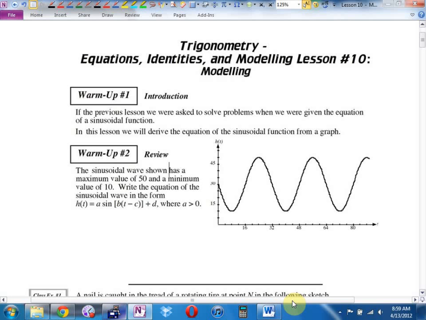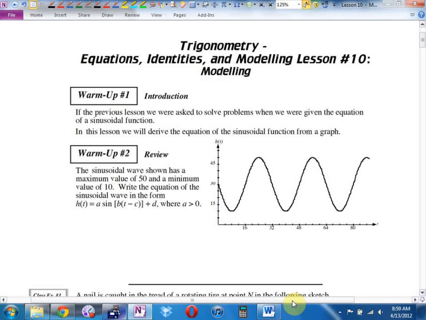There's going to be two of these on your test. One is a great big written question, and then one is a multiple choice question. In the multiple choice question, I'll give you the equation and ask you to do something with it. In the written question, I won't give you the equation. I'll actually give you a description. You have to find the equation.